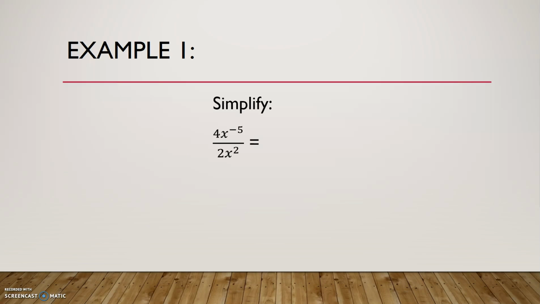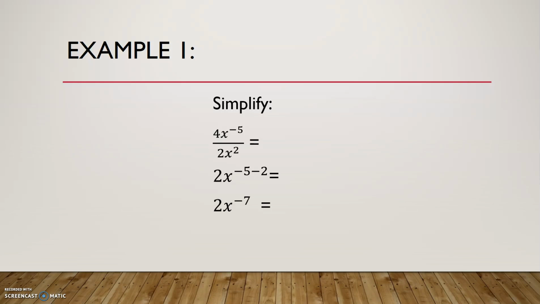Let's take a look at our first example. We're going to simplify this expression here. Now the numbers just get divided. If it's, for example, 4 over 2, that will divide to just give us 2. The x's, we're going to apply the exponent rule, the quotient rule, in which you subtract the two exponents. And so what we have here, again, 4 divided by 2 is 2, we'll end up with negative 5 minus 2. When you subtract the two exponents, you get a negative 7.